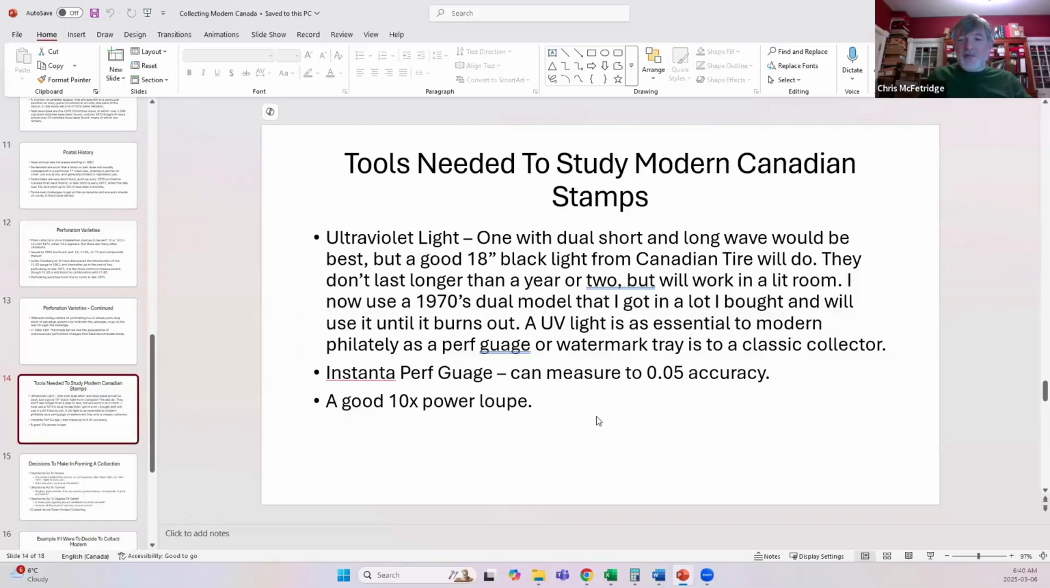You'll need a good instanta perf gauge, which can measure to up to 0.05 of a perf, and a good 10 power loop for spotting plate flaws.